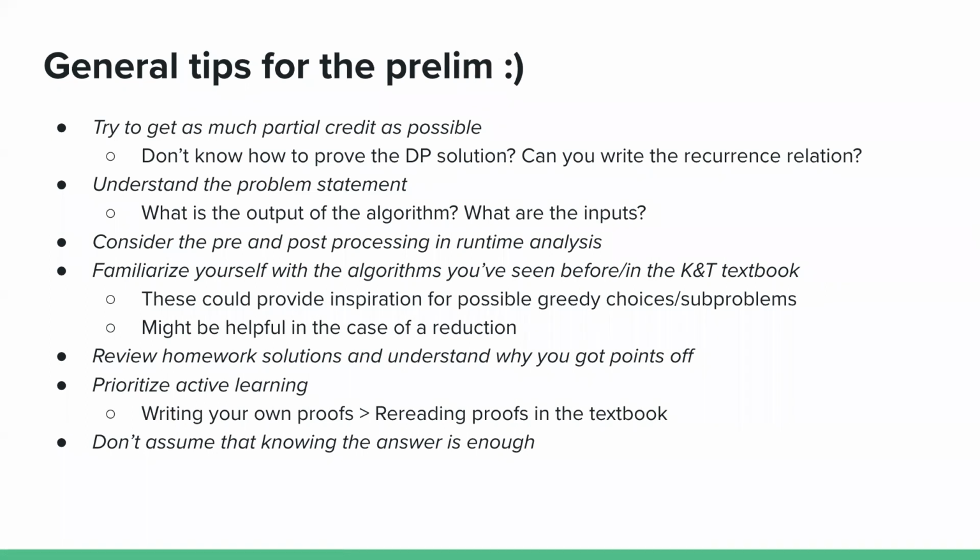Understanding the problem statement is also very important. So what is the problem asking you to output? For example, in DP solutions, is it asking you to output maybe the optimal number, or is it asking you to actually output the pairs or the organizations in order to get that optimal number? Understanding the inputs is very important as well, to see what kind of information you have at the start.